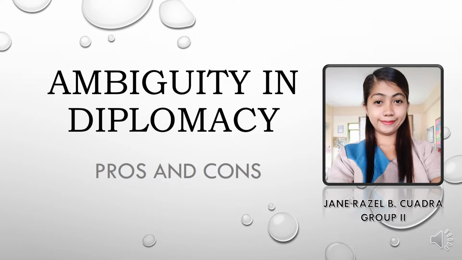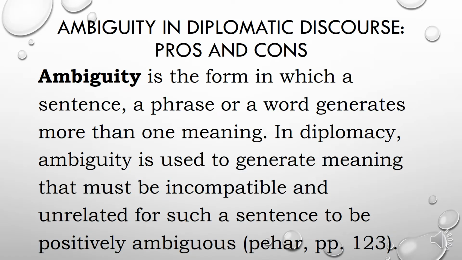Quadra from Group 2, and for today I will be discussing ambiguity in diplomacy and its pros and cons. Ambiguity in diplomatic discourse, pros and cons. Ambiguity is the form in which a sentence, a phrase, or a word generates more than one meaning. In diplomacy, ambiguity is used to generate meaning that must be incompatible and unrelated for such a sentence to be positively ambiguous.